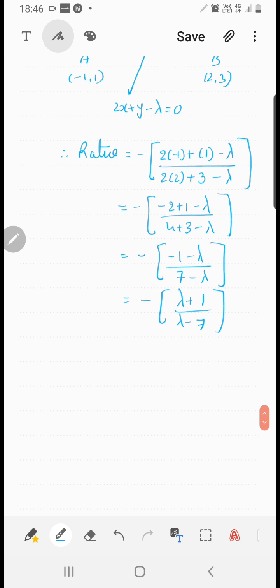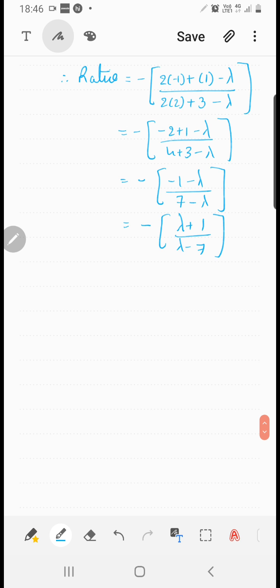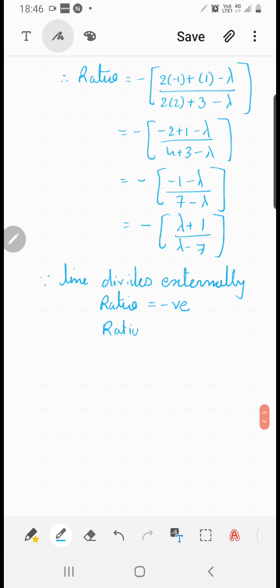Okay, now in this sum they have not given us the ratio, but they said that a line divides externally. So can I say, since the line divides externally, can I say the ratio has to be positive or negative? So it has to be negative. And how do we show mathematically negative? Can I say it is less than 0? This is a very important thing to note here. Okay, we already got the ratio minus of lambda plus 1 upon lambda minus 7 should be less than 0.